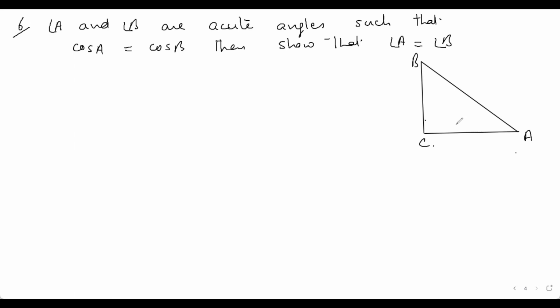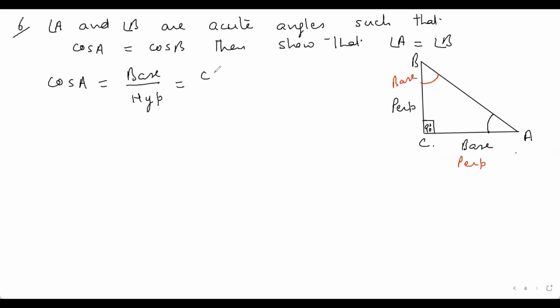On a right angle triangle ABC, which is right angle at C, A and B are both acute angles. If I am to talk about angle A, then this is base and this is perpendicular. If I am to talk about angle B, then this is the base and this is the perpendicular. Now cos A is equal to base upon hypotenuse. What is base? CA, and hypotenuse AB.